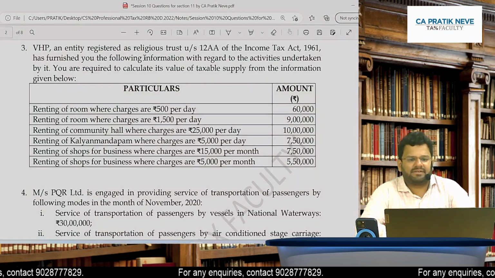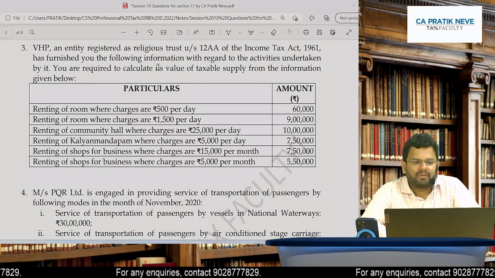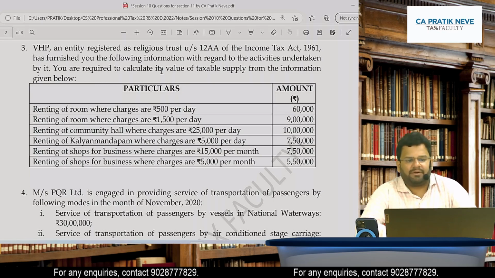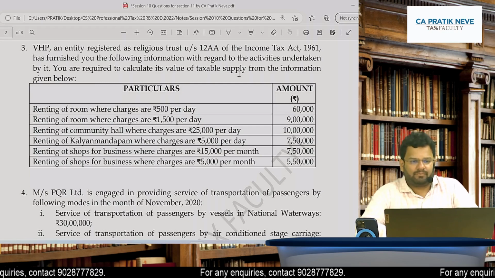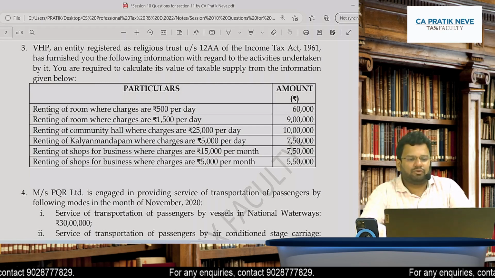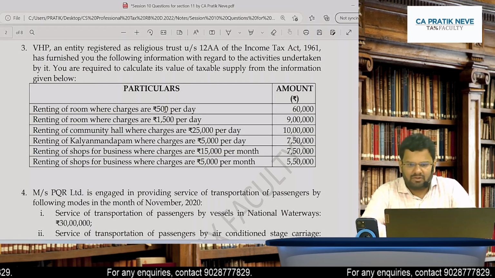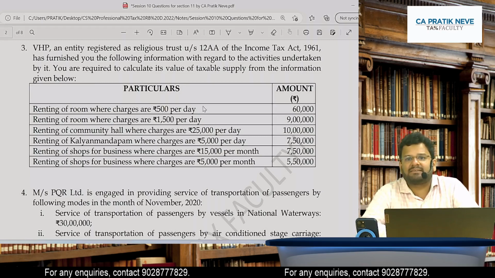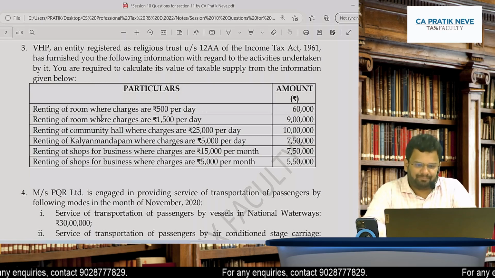VHP, an entity registered as a religious trust under 12AA of the Income Tax Act, has furnished you the following information with regard to activities undertaken by it. You are required to calculate its value of taxable supply from the information given below. Renting of rooms where charges are 500 per day. So 500 per day means it will become exempt. It would have been taxable if it is 1000 or more per day.